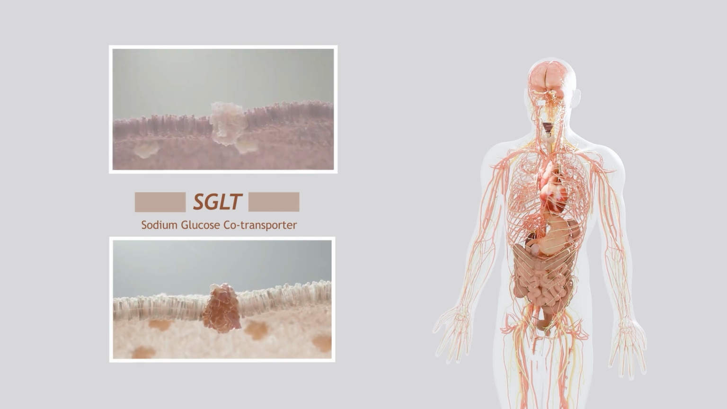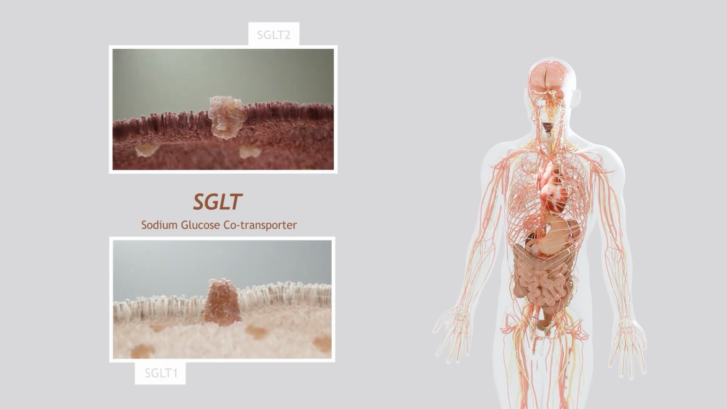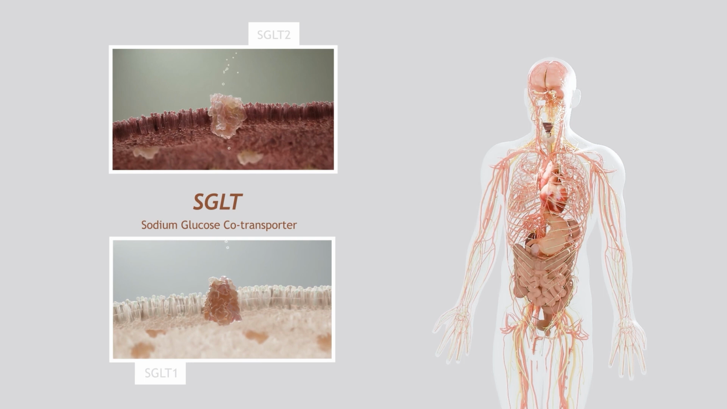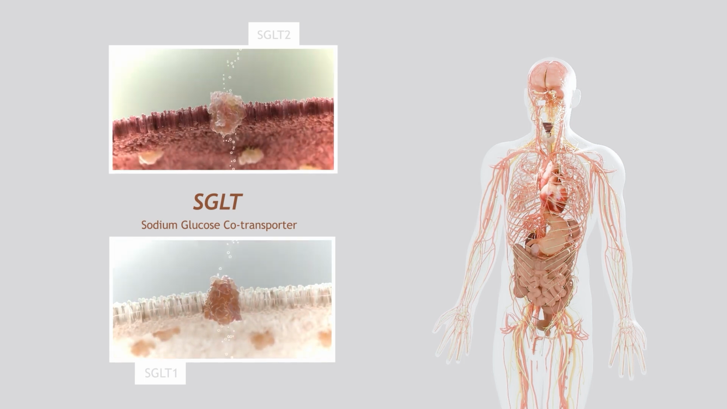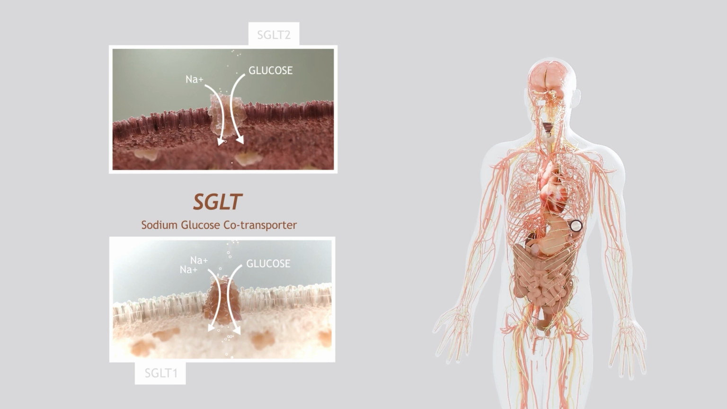Within the SGLT family, SGLT1 and SGLT2 are responsible for glucose transport across membranes. These proteins couple glucose transport with the movement of sodium down its concentration gradient. Found primarily in the kidneys, SGLT2 is located in the luminal membrane of the proximal tubule, where it accounts for the majority of glucose reabsorption from filtrate.